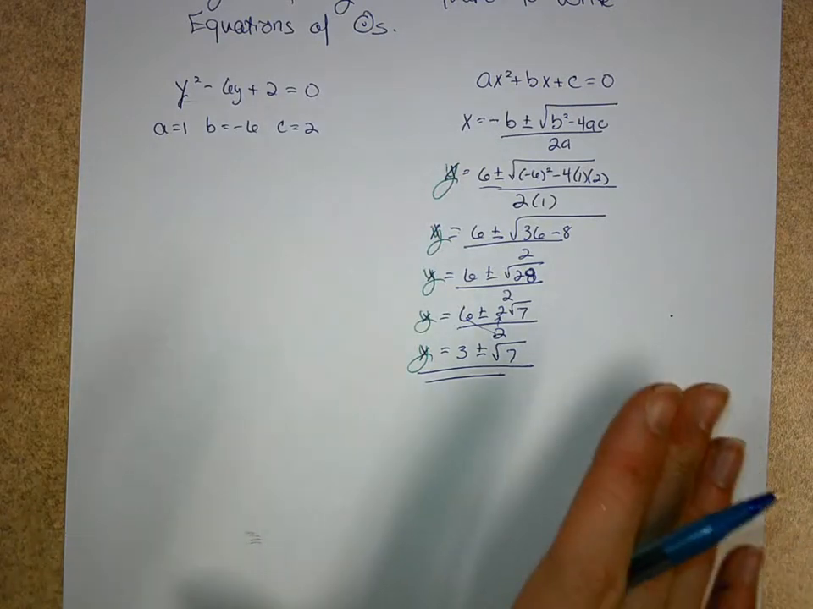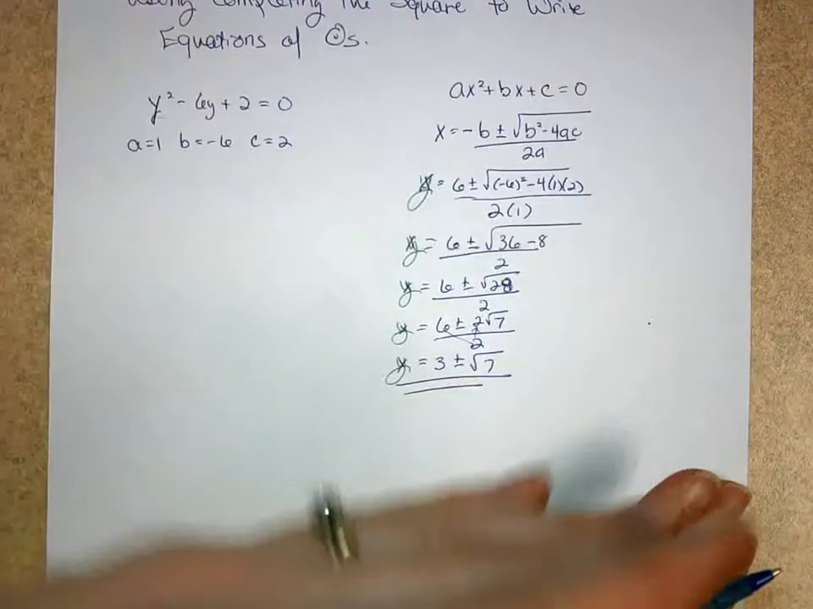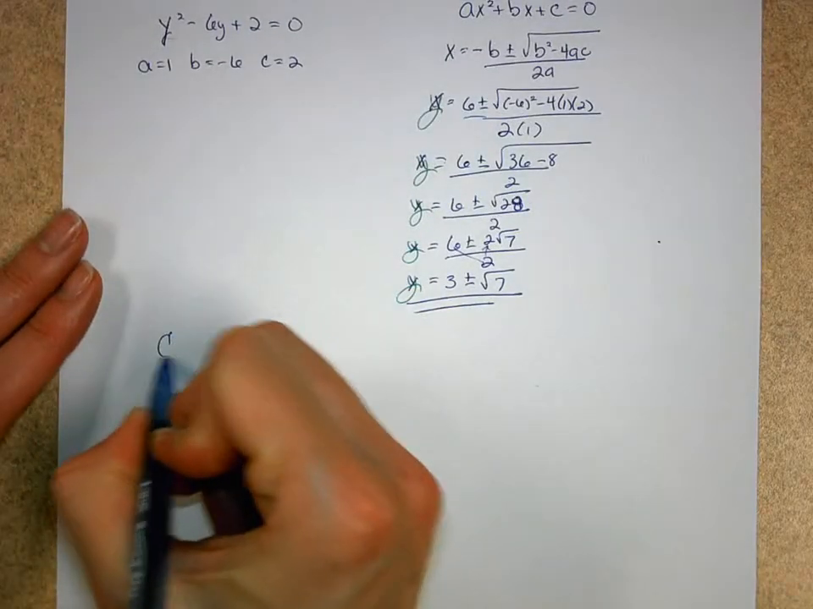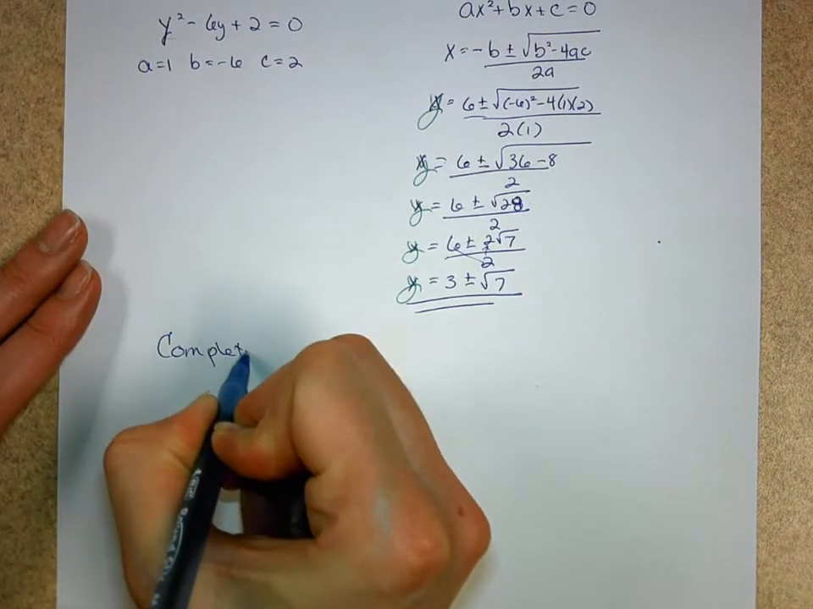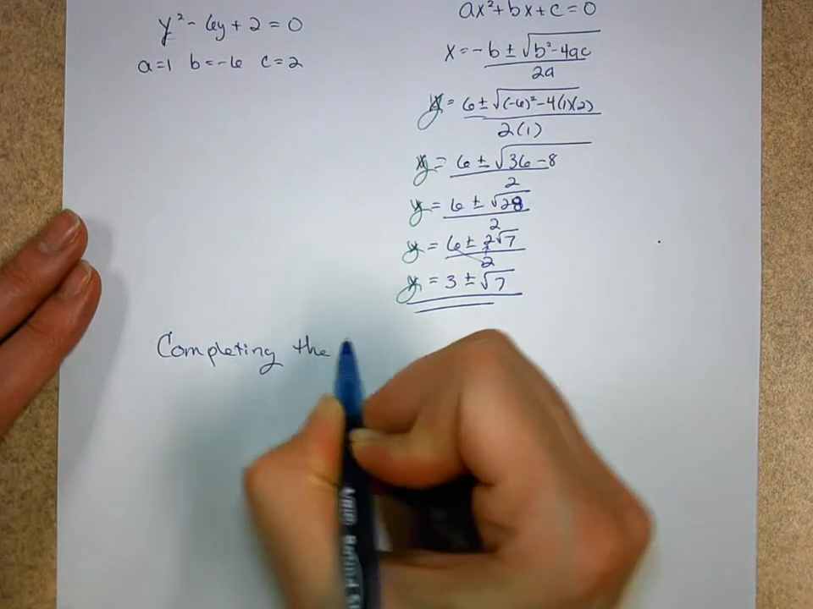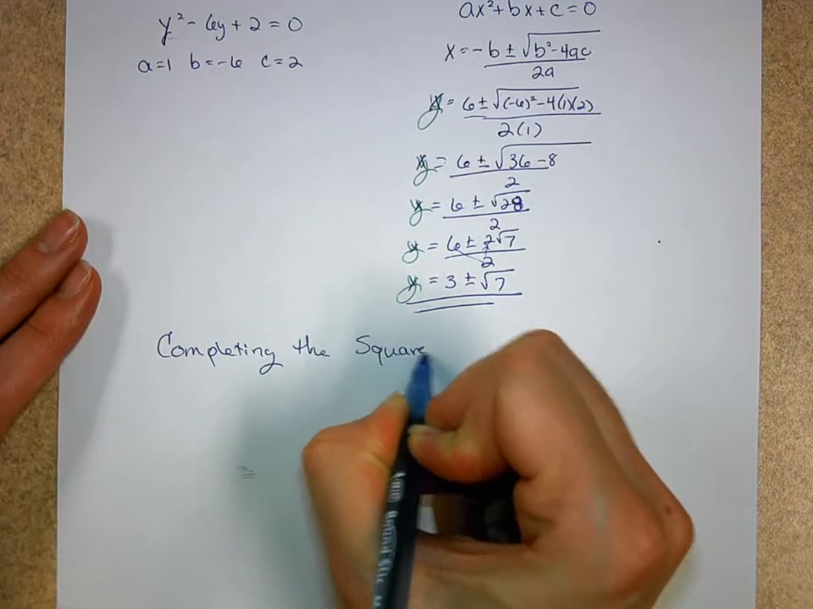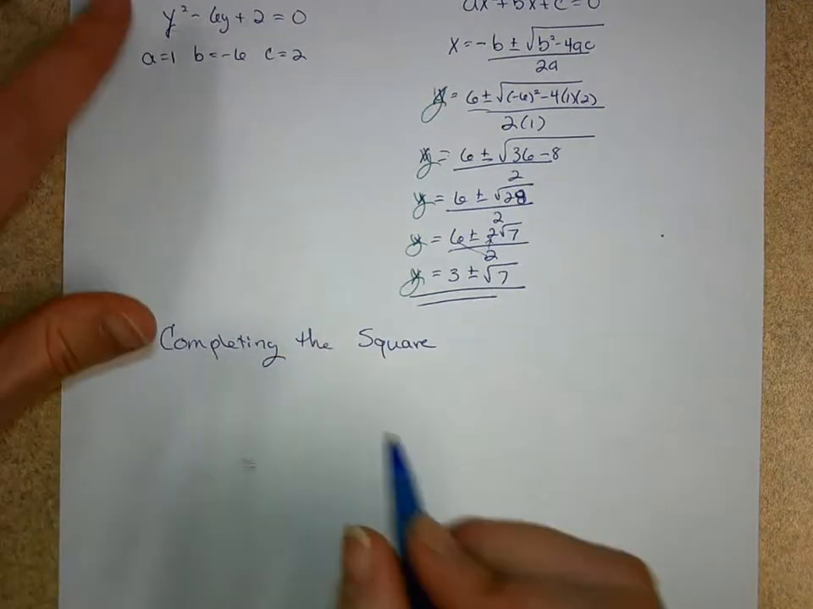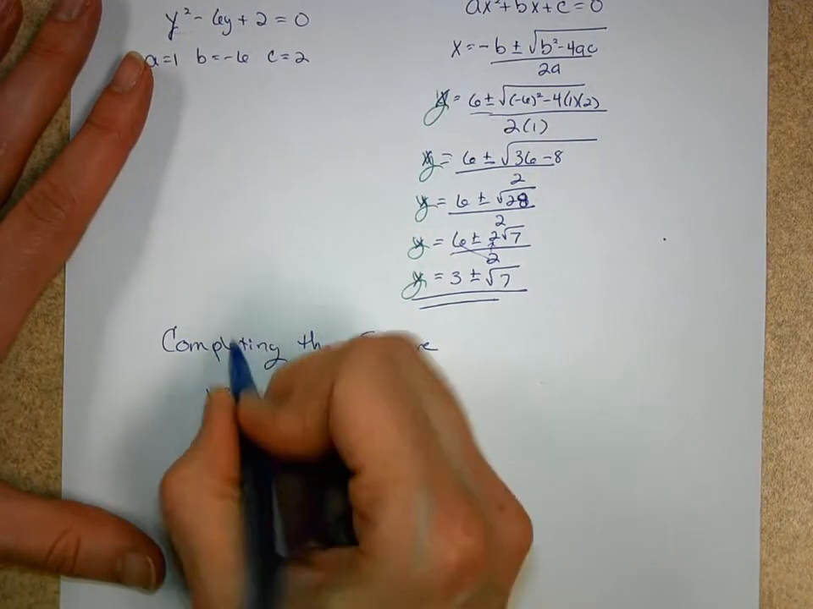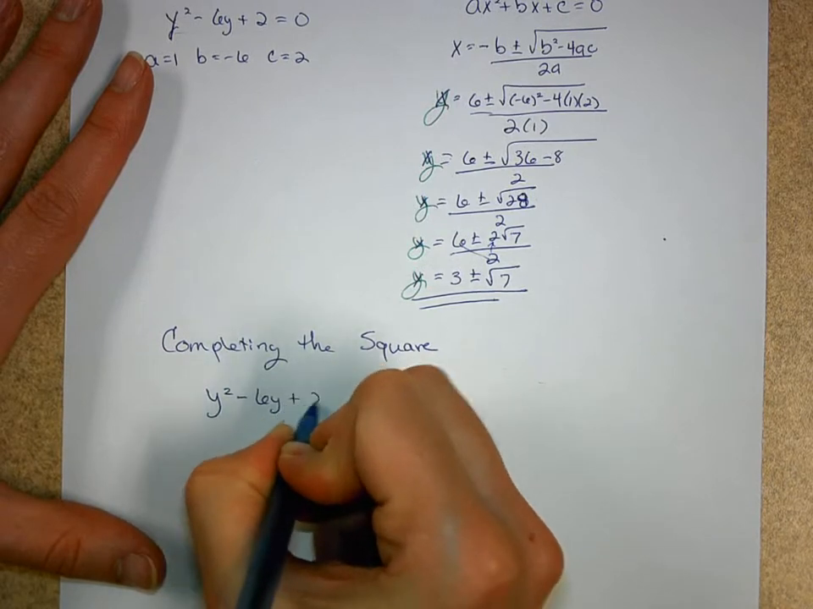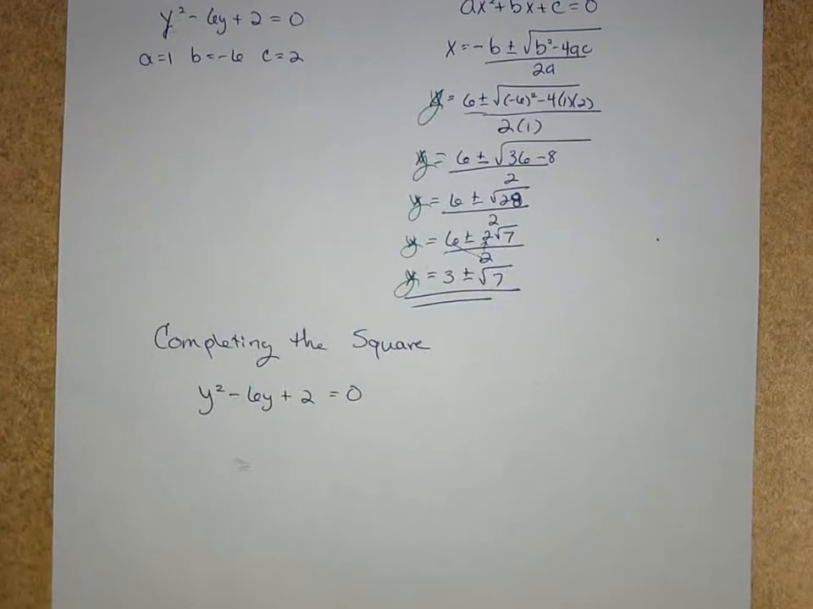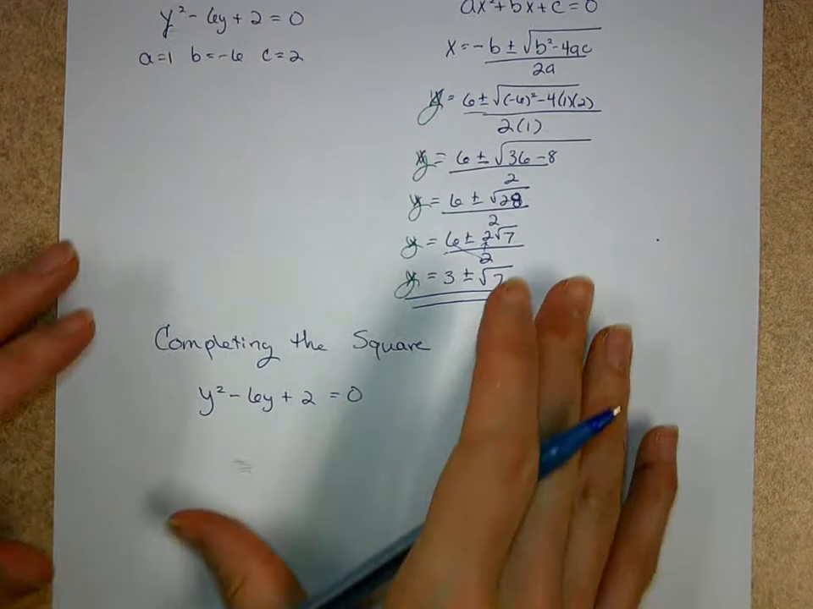Well, now, instead, we're going to use how the actual quadratic formula was derived. It's called completing the square. And you all had to do it. You might not remember it, but you all had to do it. It's actually pretty simple. So I'm going to go back to my original equation here. I'm going to go y squared minus 6y plus 2 is equal to 0. And I'm going to show you the step-by-step process of using it to complete the square.